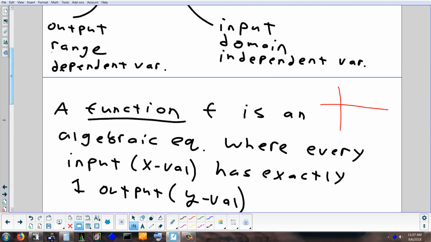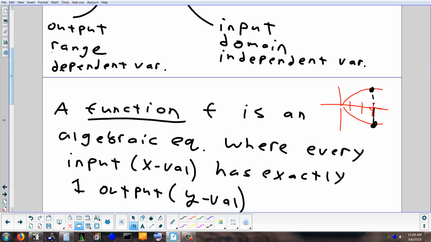Let's look at this sideways parabola again. And let's just mark off a few lines. Let's say I go over to when x is 3. Okay. Right there. Well, if x is 3 and I said, what's the y value? You have two choices. You can either go up here and get a y value, or you can go down here and get a y value. That's a problem. That's not a function.